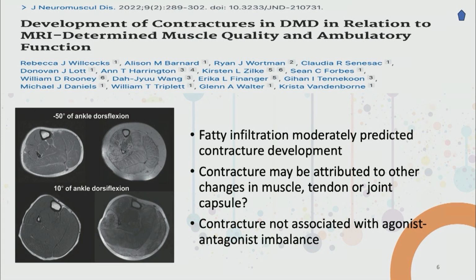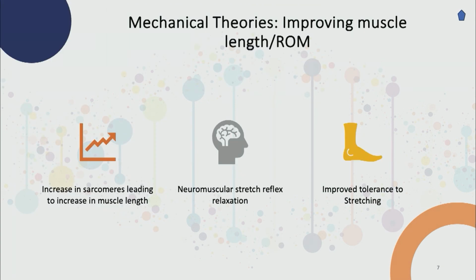The other question we have as PTs is, is it muscle imbalance? Is too strong of an agonist or antagonist causing those contractures? In this study, they didn't find that. When we look at contractures, there are ways to look at how a tendon or a muscle may be lengthened. One is by increasing sarcomeres. The other, as many therapists know, is the stretch reflex. Is there a relaxation of the stretch reflex that may result in patients improving tolerance?